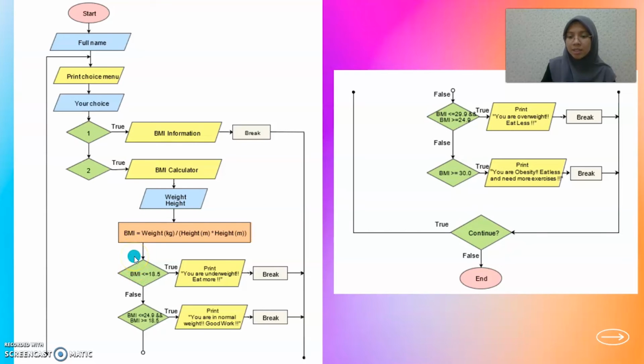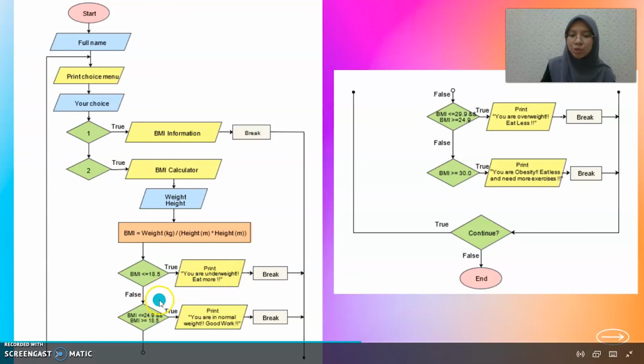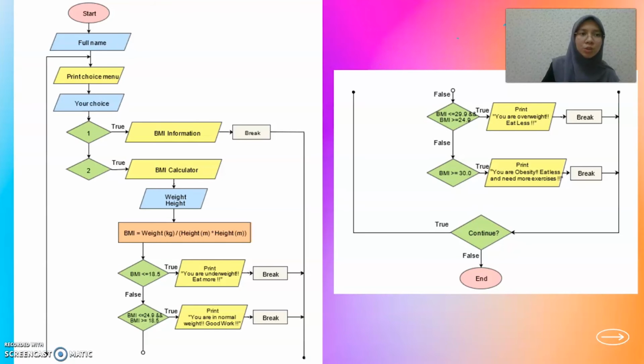And if the BMI status is less than or equal to 18.5, the system will print you are underweight, eat more. If not, the system will switch to if BMI is between 18.5 and 24.9, the system will print you are in normal weight, good work. If not, the system will continue to switch to if BMI is 24.9 to 29.9, the system will print you are overweight, eat less. And if not, the system will switch to if BMI is more than or equal to 30.0, the system will print you are obese, eat less, and need more exercise.